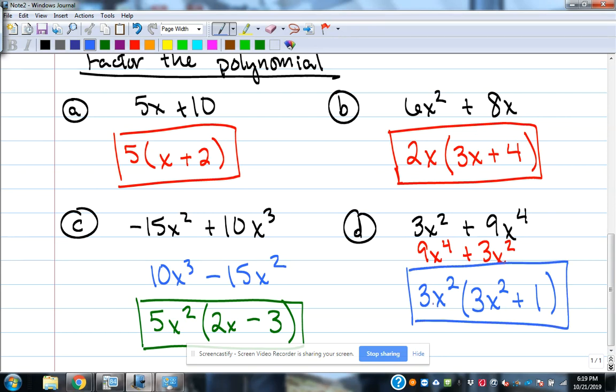When you pull out a GCF, however many terms were there to begin with, there need to be that many terms left in the parentheses. So there were 2 terms to begin with. We need 2 terms left in the parentheses. And that's as far as you can go with that one. Okay?